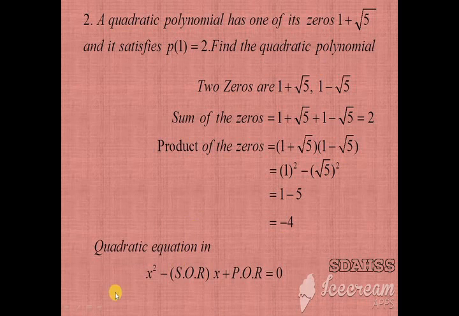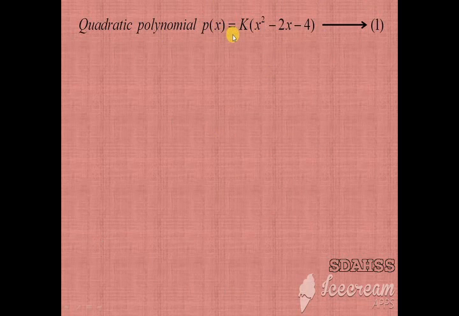So the quadratic equation is x² − (sum of the roots)x + (product of the roots) = 0. Substitute all the values. So you have x² − 2x, in the place of the sum of the roots substitute 2, then in the place of the product of the roots substitute −4. So this becomes x² − 2x − 4 = 0. But we want to find the quadratic polynomial. So for that you have to take p(x) is equal to k into the quadratic equation.